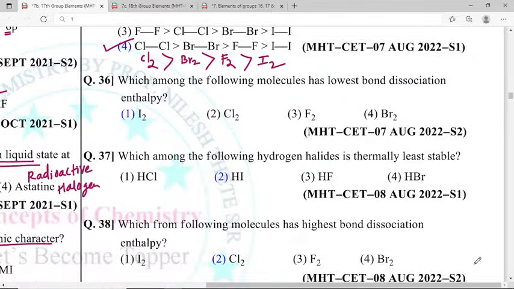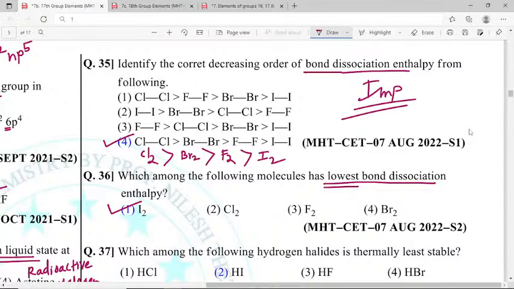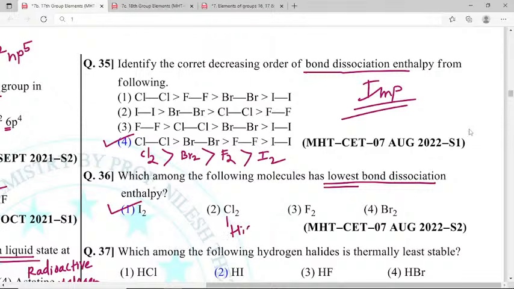Next question. Which among the following molecules has the lowest bond dissociation enthalpy? Same question. Question number 35 and 36 are both the same. Question 35 asks for the order, and question 36 asks for the lowest and highest. So lowest is iodine. If the question asks for the highest, then chlorine is the highest.